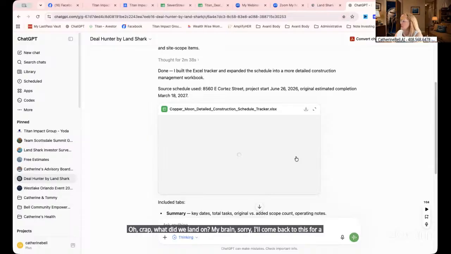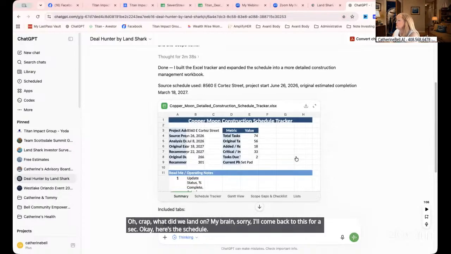Okay, here's the schedule. I freaking love spreadsheets.